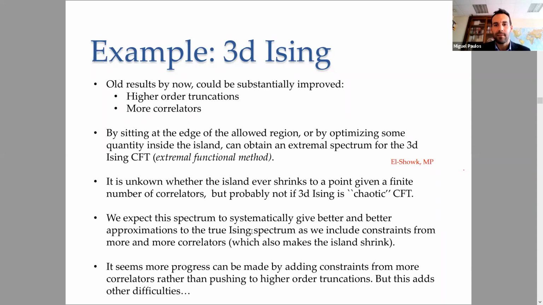What we do expect is that as we include more and more constraints for more and more correlators, we'll get systematically better and better approximations to the true Ising spectrum up to arbitrarily high energies.